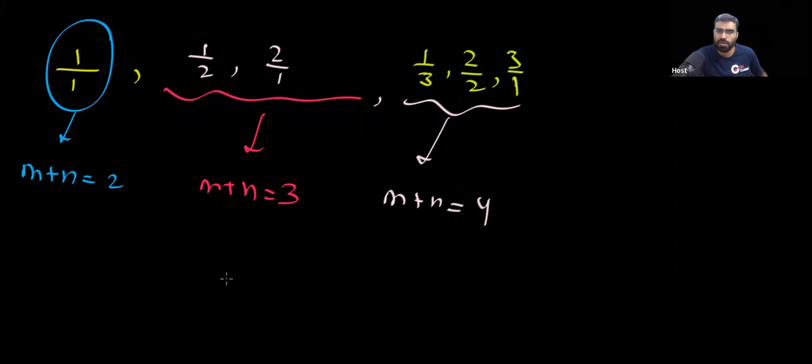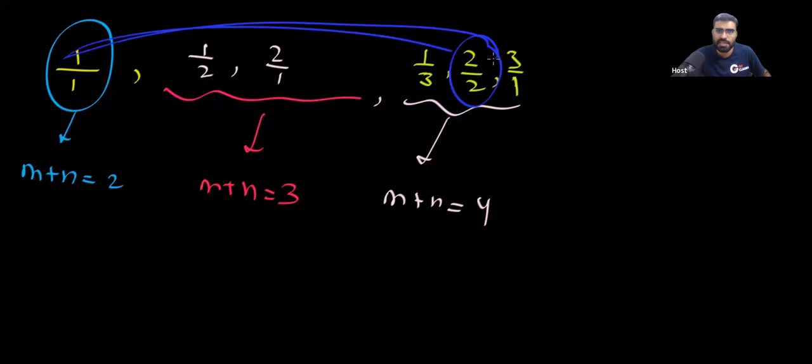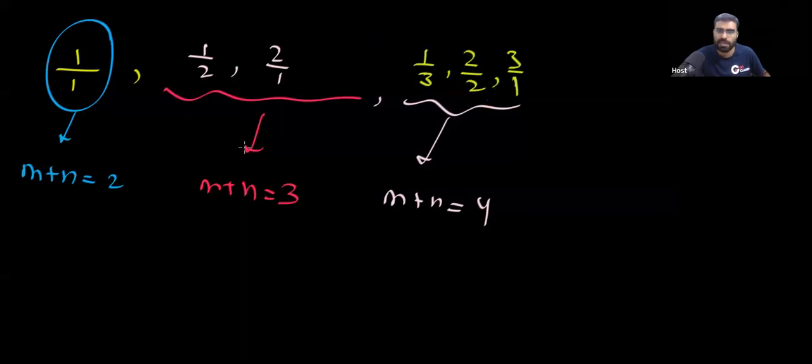Let me know. Okay, so like this. And tell me, is it a duplicate? They are the same, right? 2 by 2, 1 by 1. They are the same, right? Yes or no? 2 by 2, 1 by 1. They are the same. You know, 2 by 2 is the same as 1 by 1.